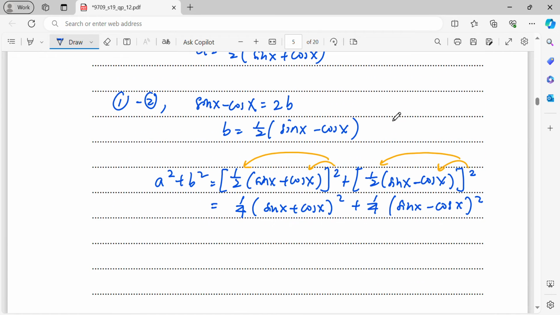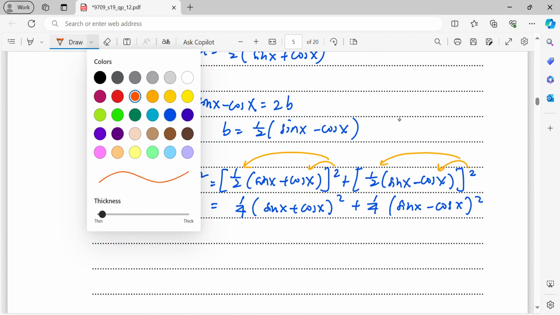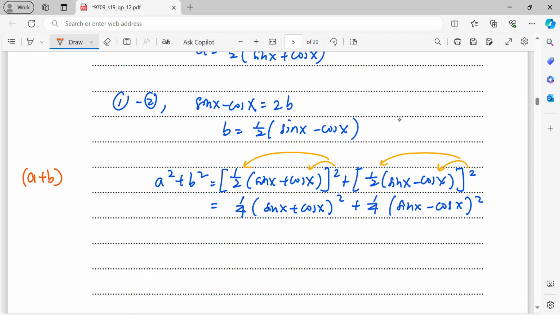And now just do expansion. Refer to the quadratic expansion. (a plus b) squared is going to be a squared plus 2ab plus b squared. That means you will be getting 1 over 4, then sine square x plus 2 sine x cos x plus cos square x. That is from the first expansion.